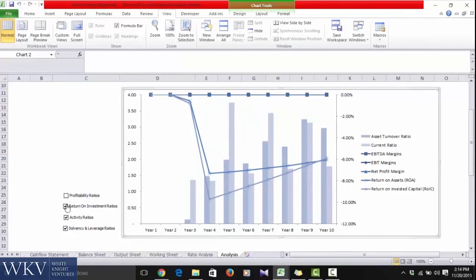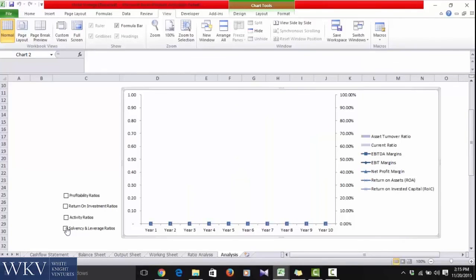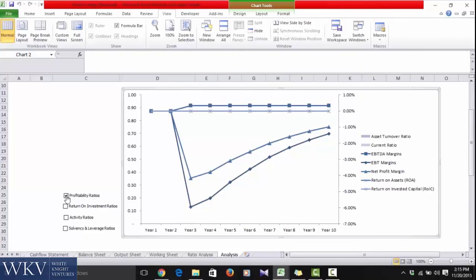Just as we untick the profitability ratios, all the three ratios are displayed as NA, and in the graph all the three lines disappear. We can take only one ratio at a time to check out the trends of the different ratios and conduct our analysis in depth.